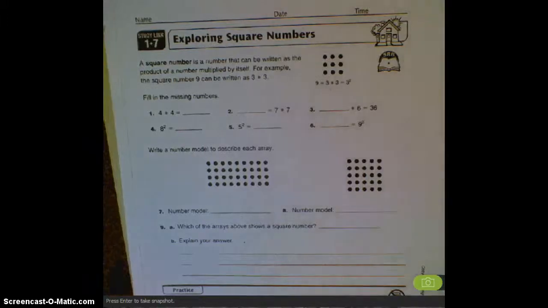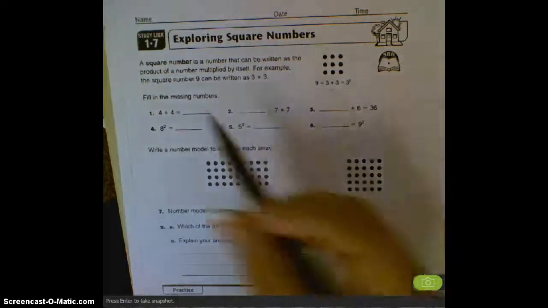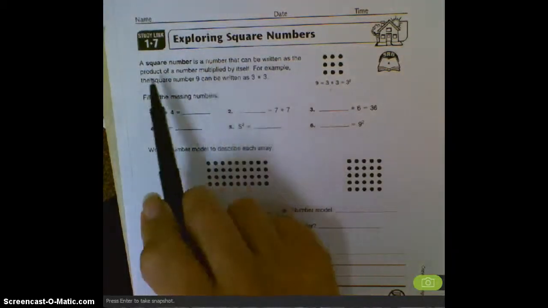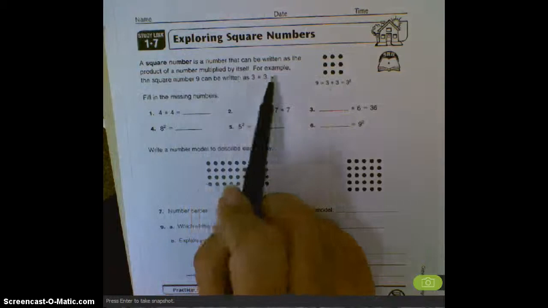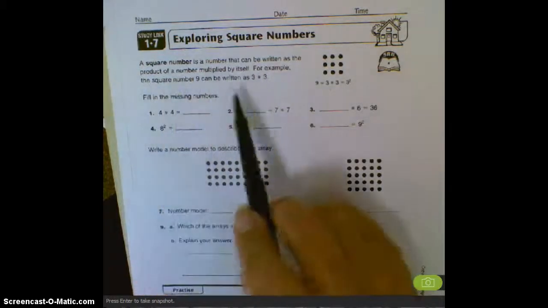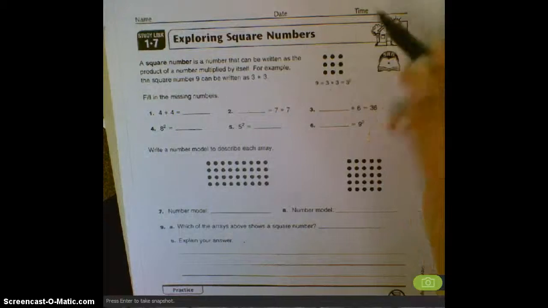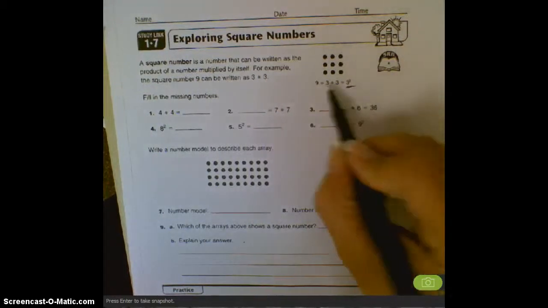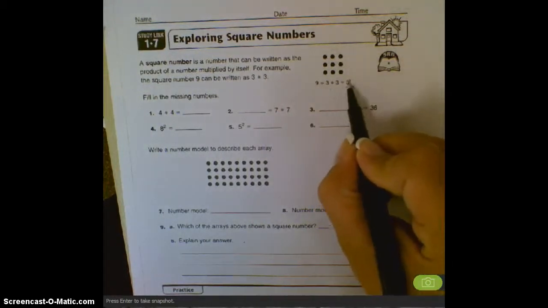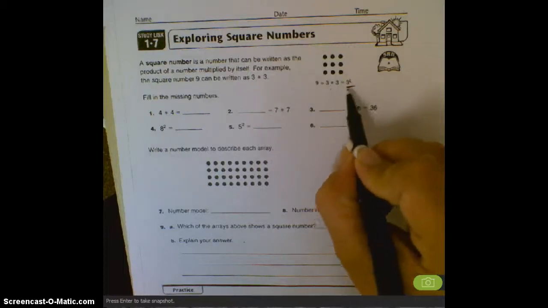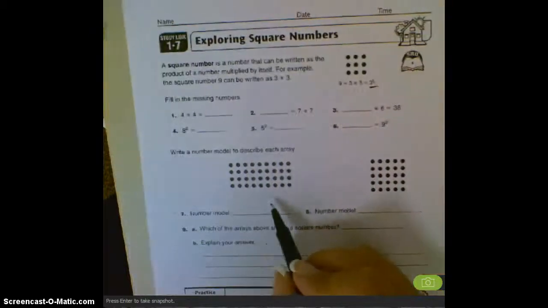Okay, fifth graders, homework tonight is talking about square numbers, and we made some pictures of arrays with square numbers. A square number is a number that can be written as the product of a number multiplied by itself. For example, the square number of 9 can be written as 3 by 3, and you can see the 3 by 3 array just like we did in class. The one difference is 3 by 3 can also be written as 3 with a little 2 by it. That's called an exponent, and that exponent means squared. So 3 times 3, or 3 squared if you write it that way.